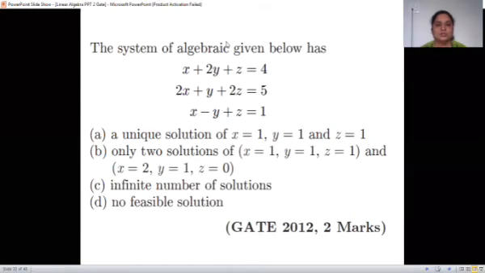So you are checking now. Your job is just to find out whether rank of AB is the same as rank of A or not. If rank of AB is not the same as rank of A, then it will have no feasible solution. If both are the same, and rank of A is equal to rank of AB is equal to the number of variables, that is 3 is equal to 3, if rank is 3, then we can say unique solution. And if rank is less than the number of variables, then infinitely many solutions.